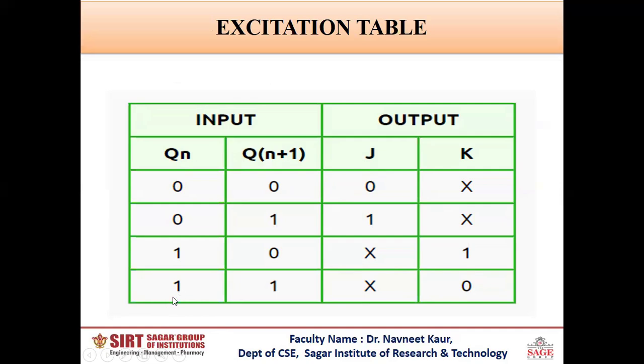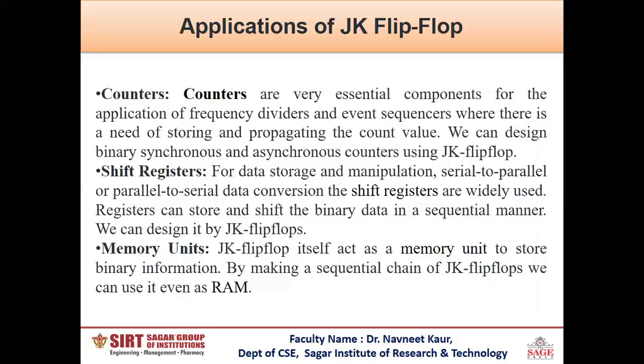Similarly, for Qn equal to 1 and Qn plus 1 equal to 1, J will be don't care and K will always be 0. So this is the excitation table, which is also used for designing of the counters.